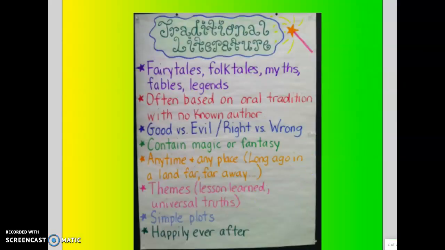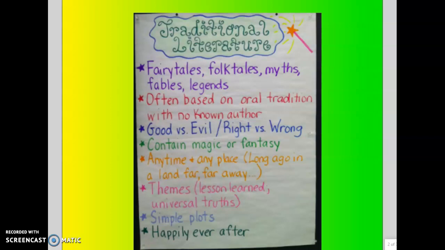All right, traditional literature. This is what we talked about when we filled out our 40 book challenge packet way back at the beginning of the year. This is one of the posters I have for it here in the classroom. Traditional literature includes fairy tales, folk tales, myths, fables, legends. We wrote down that often it is based on oral tradition with no known author. In other words, it was storytelling.